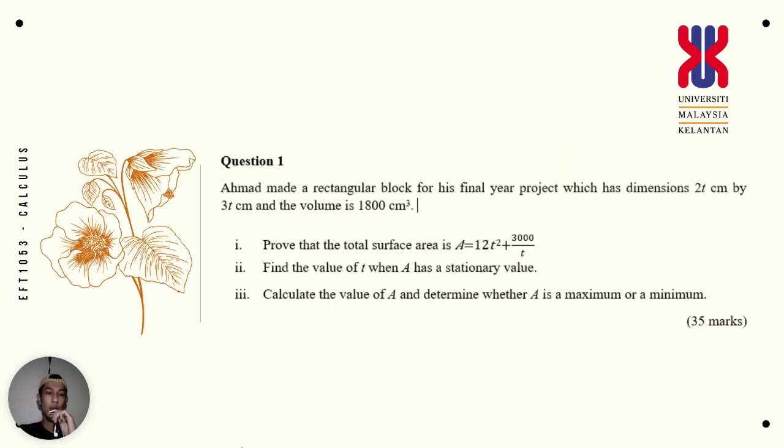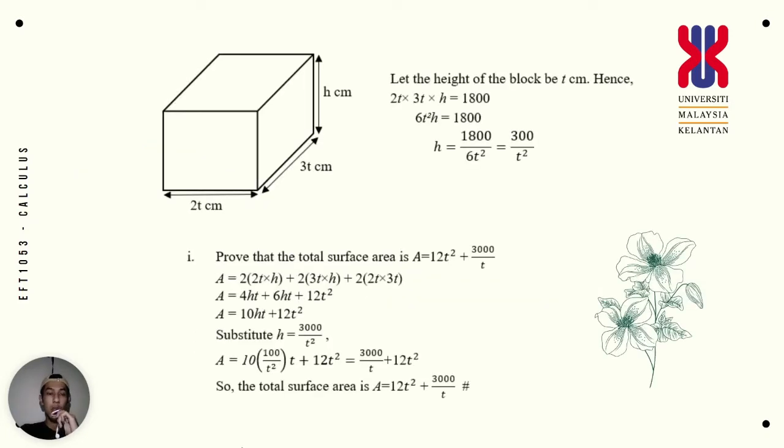So, for question 1, Ahmad made a rectangular block for his final year project, which has dimensions of 2t cm by 3t cm, and the volume is 1800 cm³. For question 1, we need to prove that the total surface area is A equal to 12t² plus 3000 divided by t.